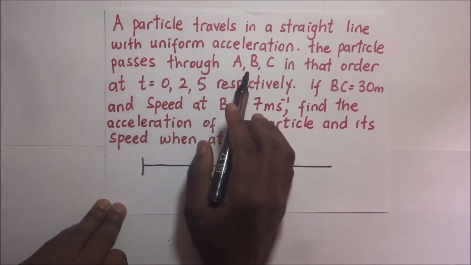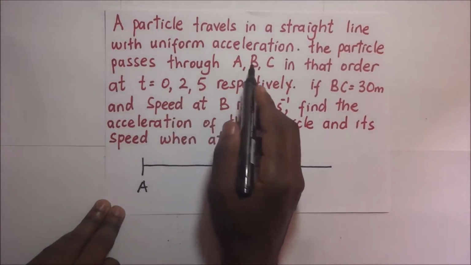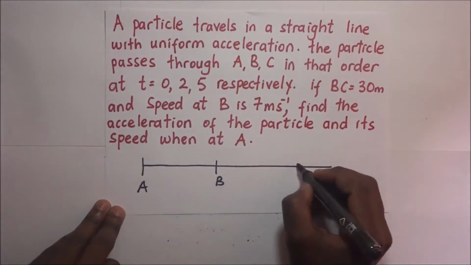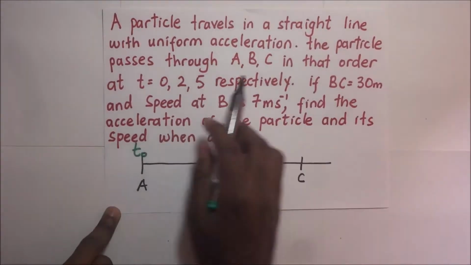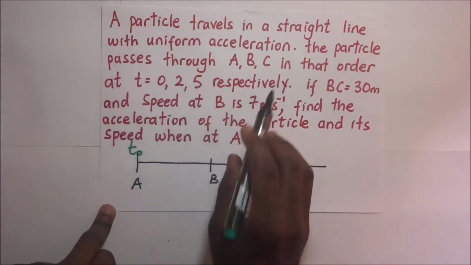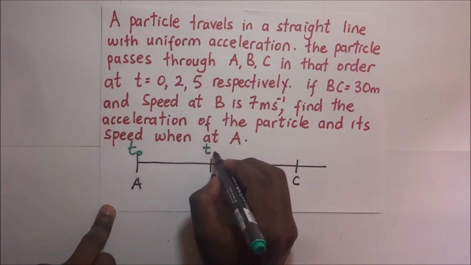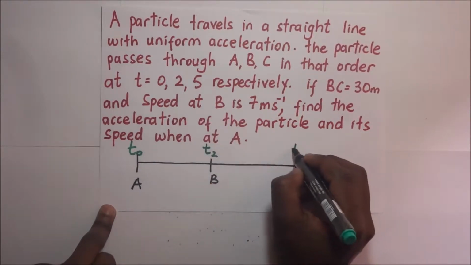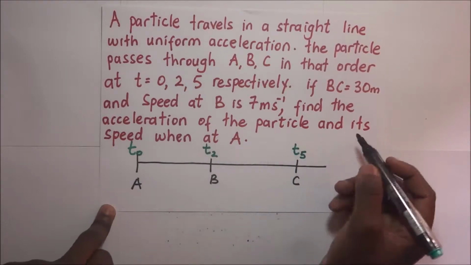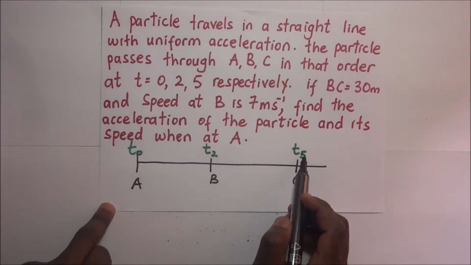The particle passes through points A. So let's call this point A, point B, and then point C, in that order, at time t equal to 0, 2, and 5 respectively. So when the time is 0, when the time is 2 seconds, and the time is 5 seconds respectively.